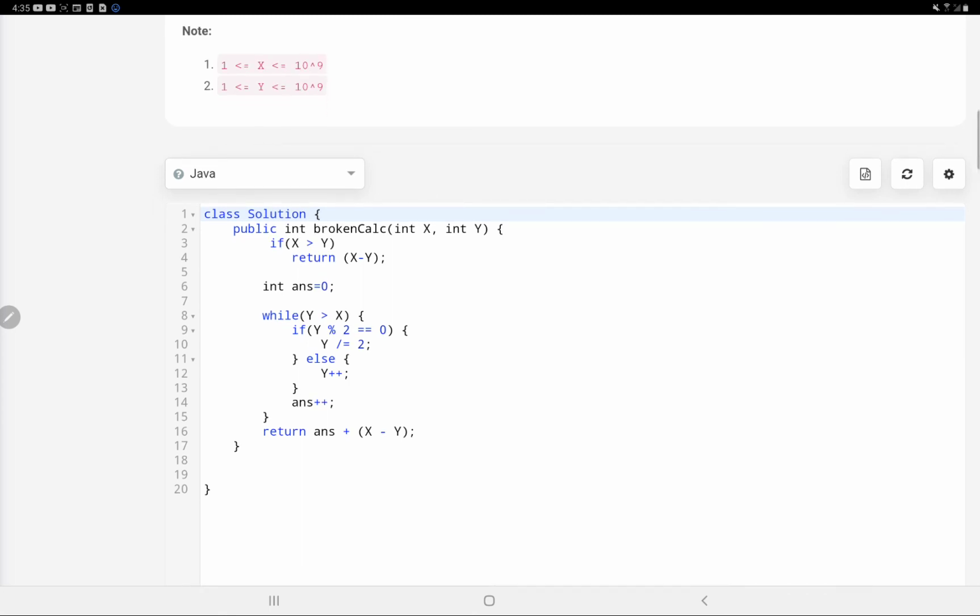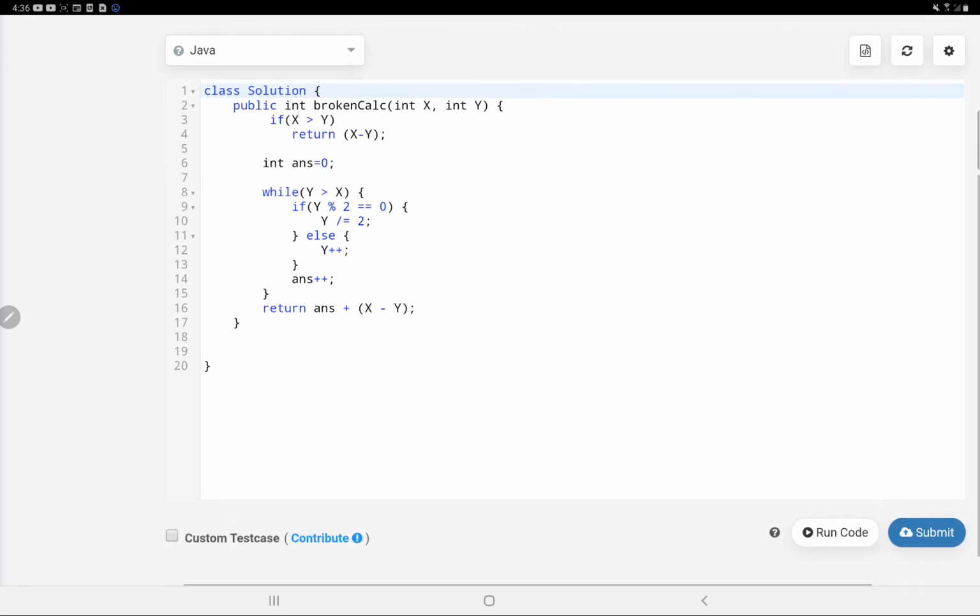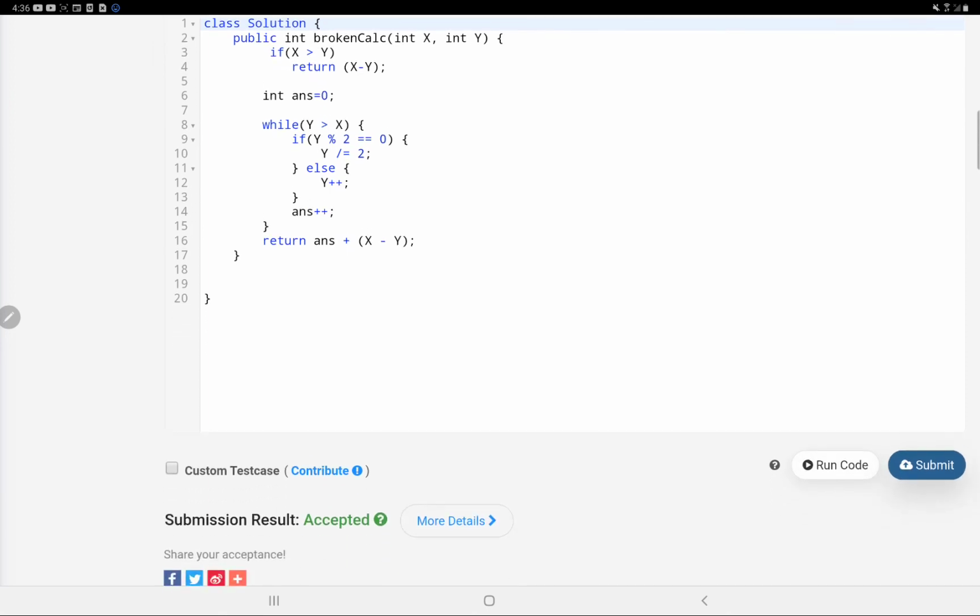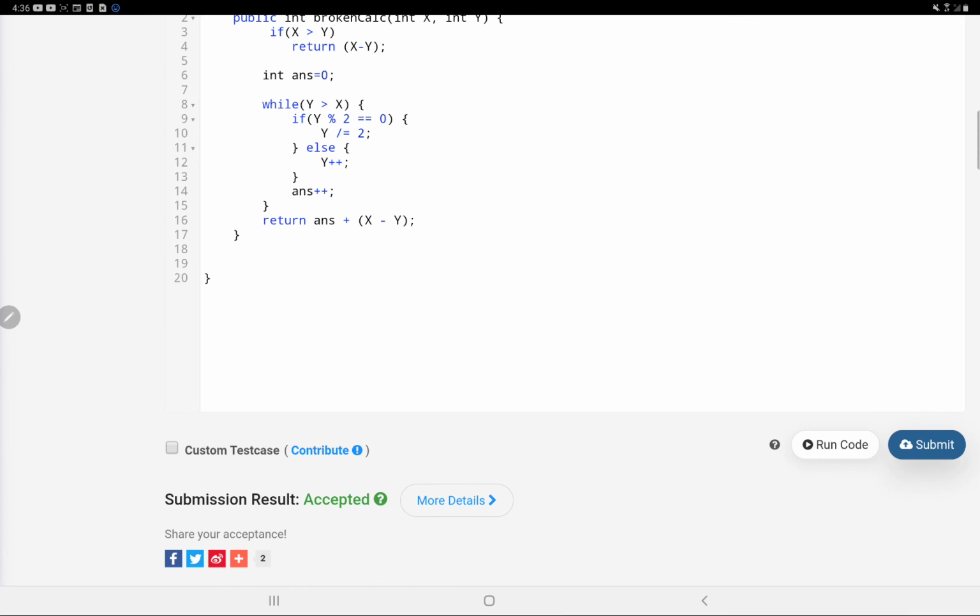And finally, it will come out of this while loop when y is smaller than or equal to x. In that case, we just return the answer plus the difference between the two. Okay, so let's submit it and see. As we can see, it's accepted.